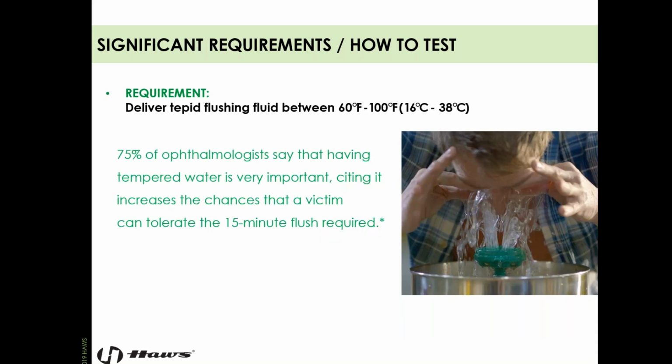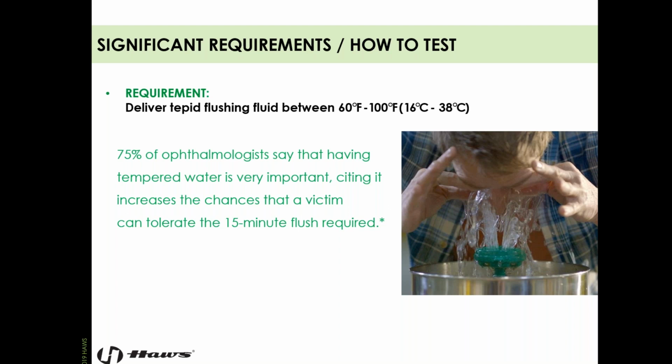It needs to deliver tepid flushing fluid. The tepid flushing fluid range is 60 degrees to 100 degrees Fahrenheit, or 16 degrees Celsius to 38 degrees Celsius for my buddies up north. 75% of ophthalmologists say that having that tepid water is very important and cite that it increases the chances that a victim is going to tolerate the 15-minute flush required. I don't know if you've experienced, your home shower is probably about 104 to 108 degrees Fahrenheit, which is a pretty comfortable temperature.